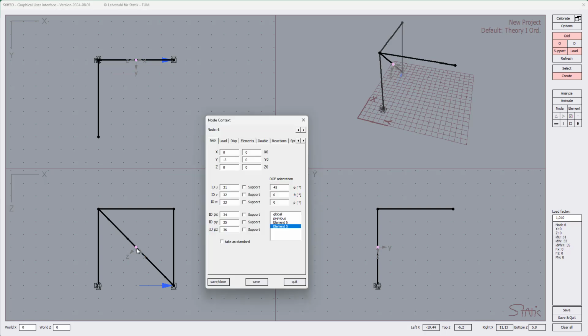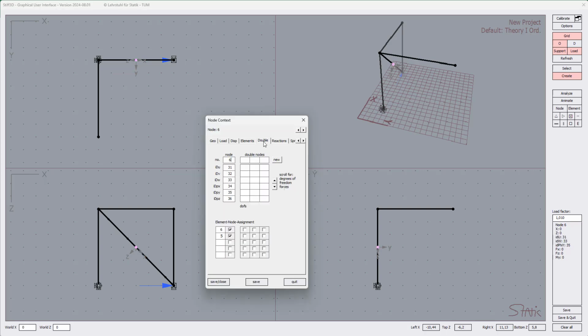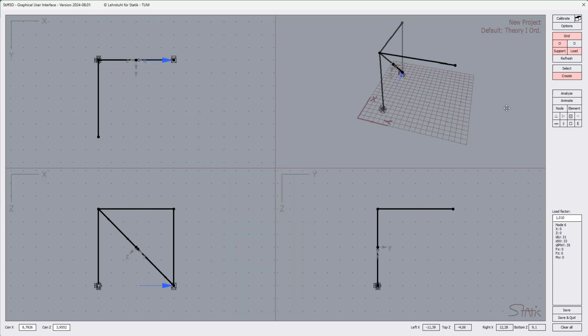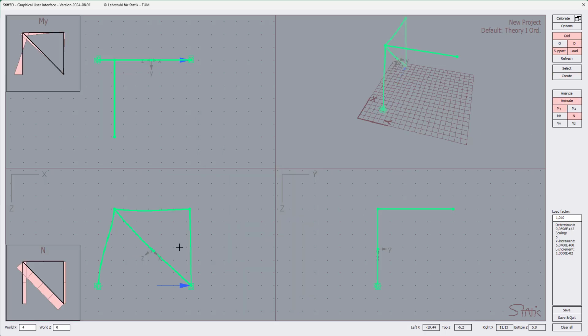We go here, double click, introduce a double node. The double node I just attach to element number 6, that is exactly here. And still you see all the degrees of freedom are the same. That means they have full coupling. And again, if we do the analysis now, nothing has changed. Still we have the respective normal force. And if you again compare the bending moment at the top left, of course, still the same thing.